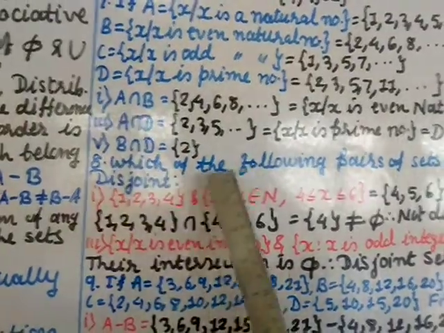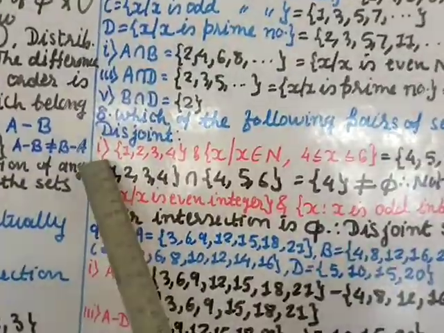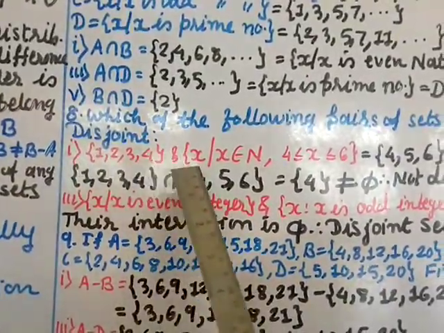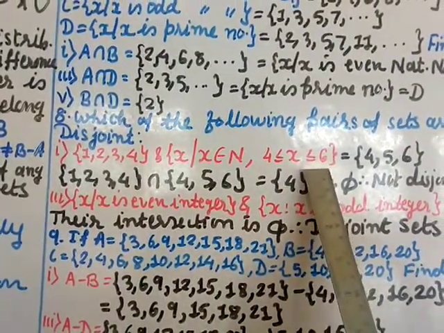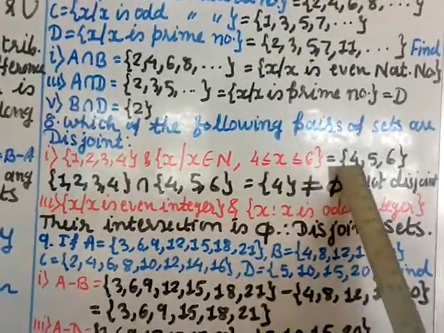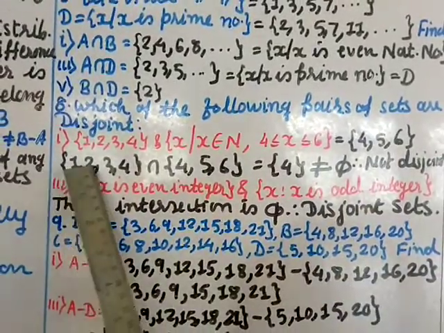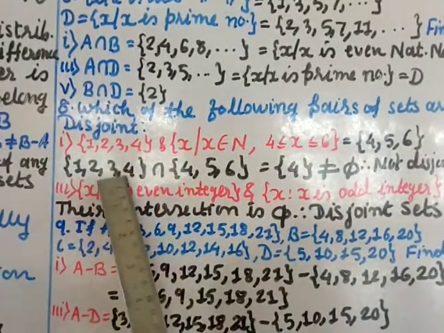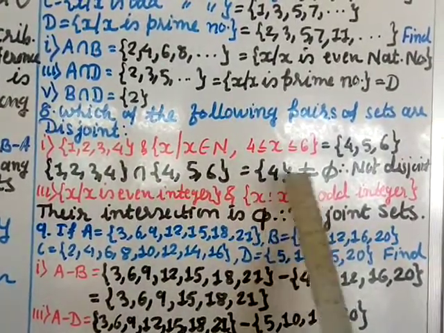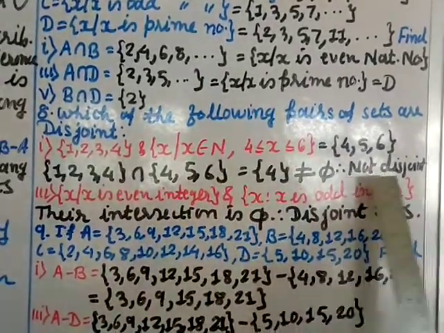Question number 8. Which of the following pairs of sets are disjoint? Disjoint means the intersection should be empty. So number 1: {1, 2, 3, 4} and {x such that x belongs to N, that is natural number, 4 ≤ x ≤ 6}. Now this set can be written as {4, 5, 6}. Now we will find the intersection of these two. {1, 2, 3, 4} intersection {4, 5, 6}. Here the common element is only 4, so we can write {4}. But this is not an empty set, so these two sets are not disjoint.